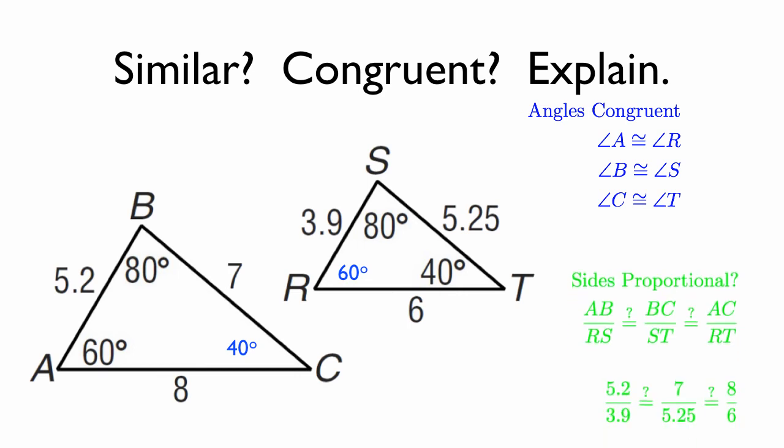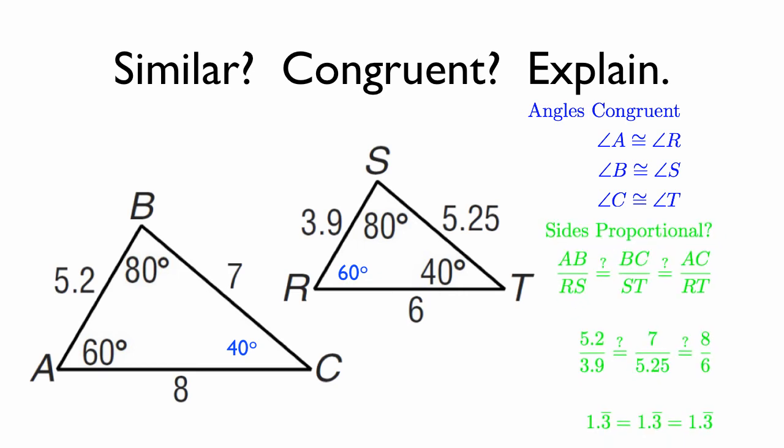So 5.2 divided by 3.9, is that equal to 7 divided by 5.25? And is that also equal to 8 divided by 6? Well, if you pull out your calculator, you see that all three of those equal 1.3 repeating. And so therefore, the sides are proportional. And so we say that triangle ABC is similar to triangle RST.